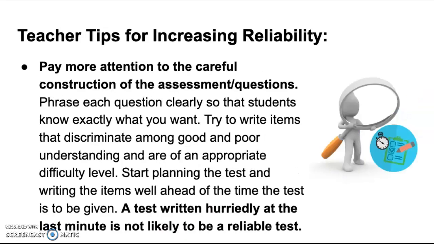Finally, one last tip for increasing reliability is this. We need to make sure that we're paying more attention to the careful construction of the assessment and the questions themselves. So let's make sure that we're phrasing each question very, very clearly so that students know exactly what it is that we want them to demonstrate an understanding of or the ability to do. We're always trying to write items that discriminate among good and poor understanding. And it is very, very helpful to start planning the test and writing the items well ahead of the time the test is actually going to be administered. Because when we rush through our assessment design, it's unlikely to be a reliable test.